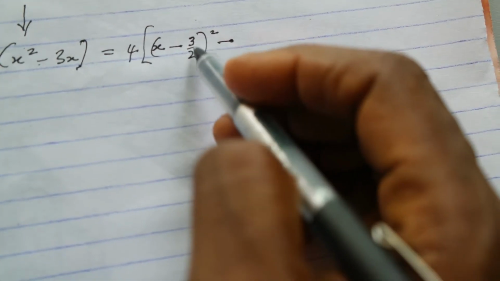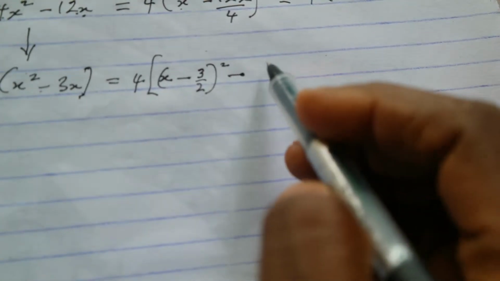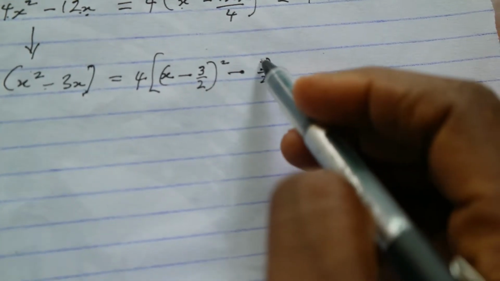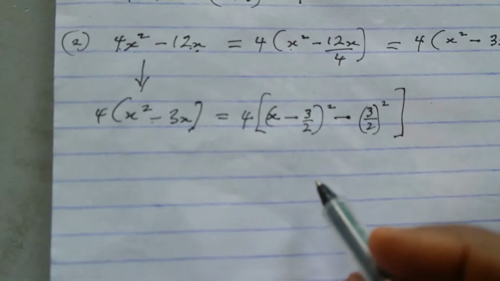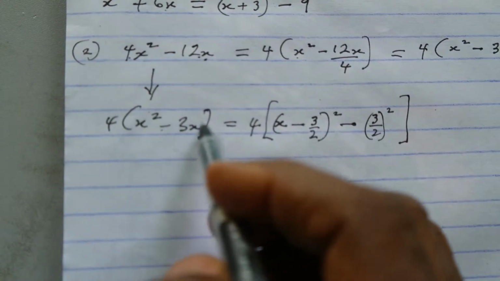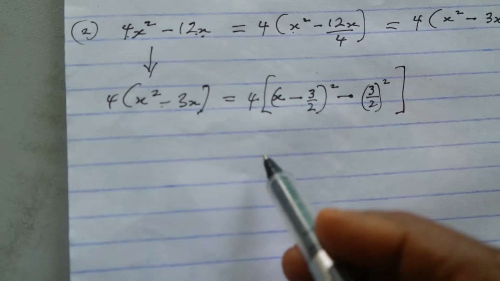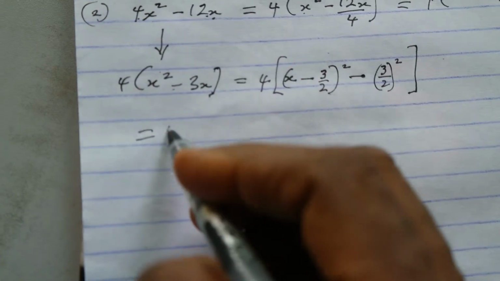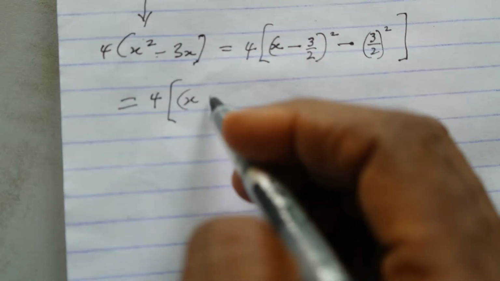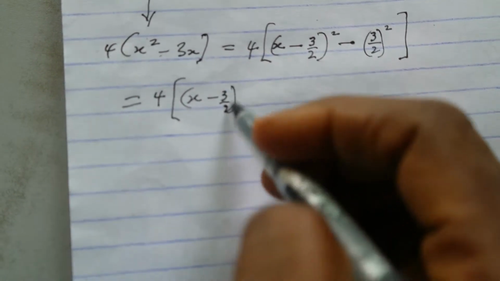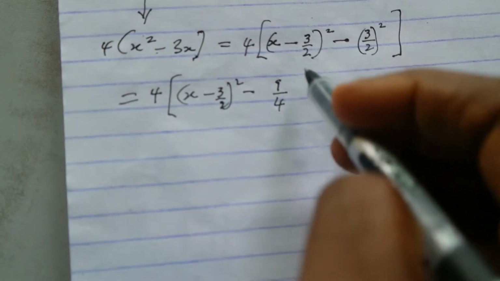the square of whatever number you have here. We put it after the minus. So doing that, we're going to have 3 all over 2 all squared. Then you close the brackets. So completing the square for what we have in this bracket, x squared minus 3x, will give us what we have in this bracket. So when you tidy that up, we're going to have 4 into x minus 3 all over 2 all squared minus 9 all over 4.